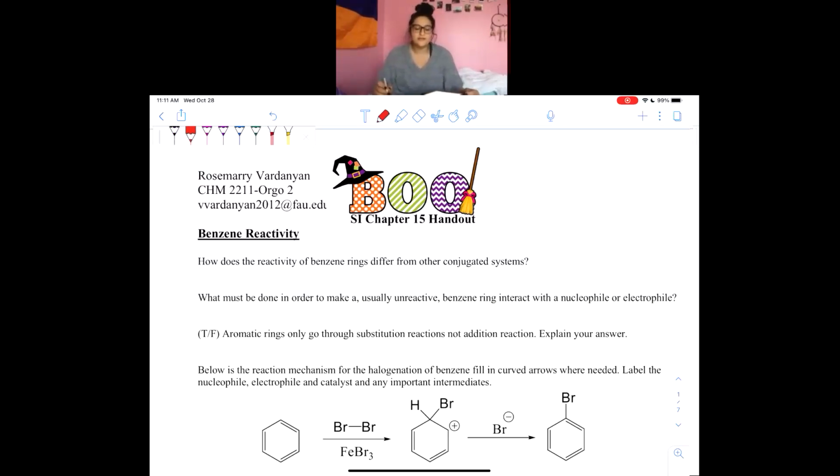We already talked about this a little bit, but how does the reactivity of benzene differ from other conjugated systems? So I'll change that to, are benzene rings more or less reactive than other conjugated systems that are not aromatic?